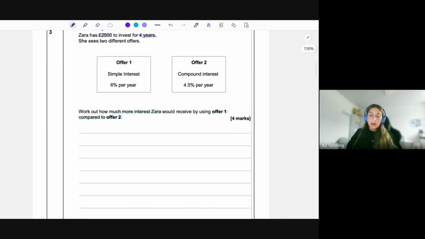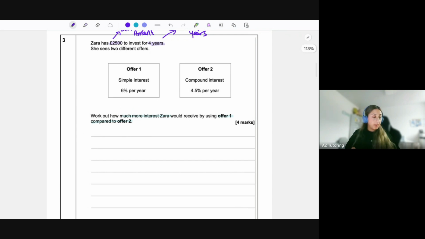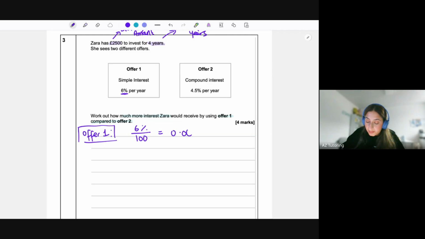So let's work out how much interest you would get with offer 1. Offer 1 is your simple interest. With simple interest, all you're doing is you're doing your starting amount, times by the number of years, times by your percentage divided by 100. So first of all, I'm going to do the percentage, which is 6%, and divide that by 100. 6% divided by 100 is just 0.06, and this is my multiplier for simple interest. So with simple interest, to find the multiplier, all you do is your percentage divided by 100.